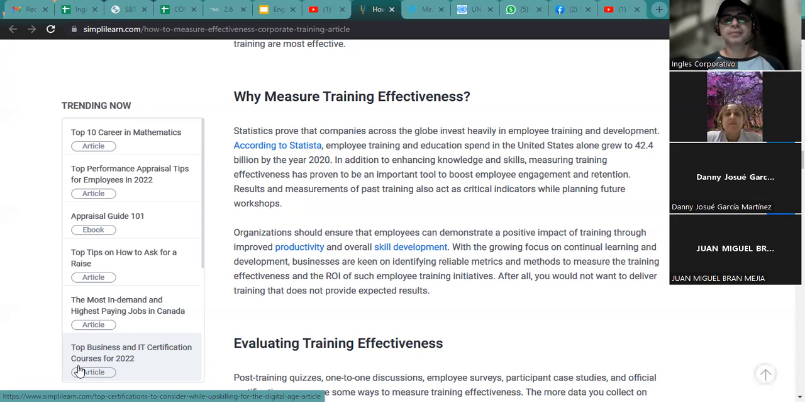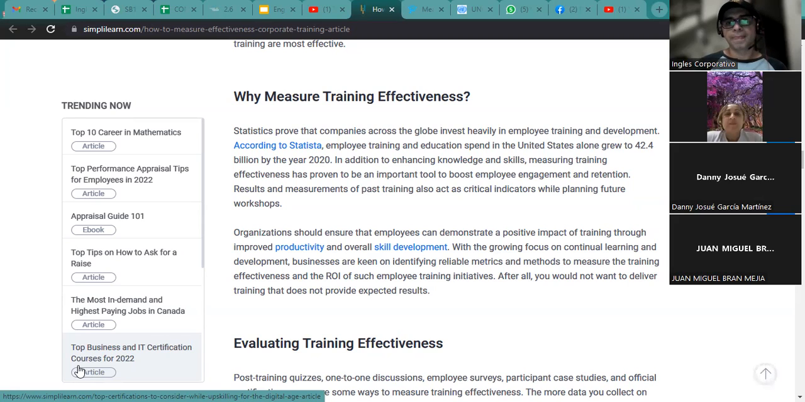Statistics prove that companies across the globe invest heavily in employee training and development. According to Statista, employee training and education spend in the United States alone grew to $42.4 billion by the year 2020. In addition to enhancing knowledge and skills, measuring training effectiveness has proven to be an important tool to boost employee engagement and retention. Results and measurements of past training also act as critical indicators while planning future workshops.